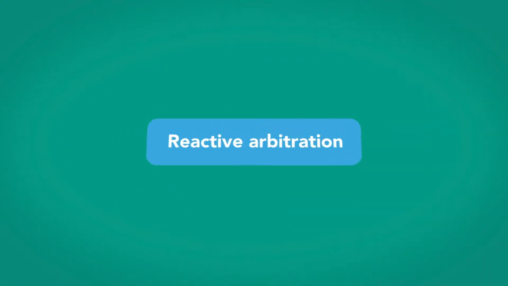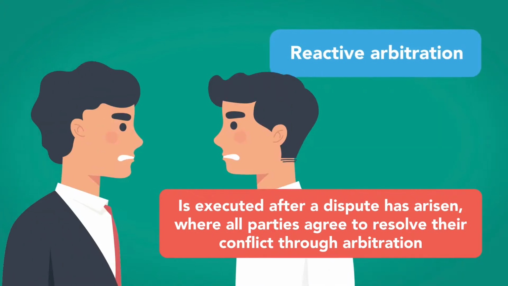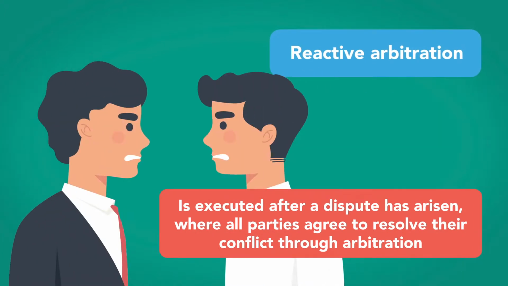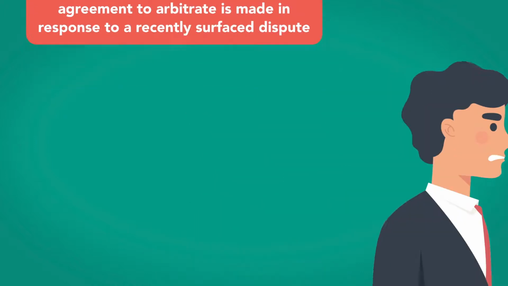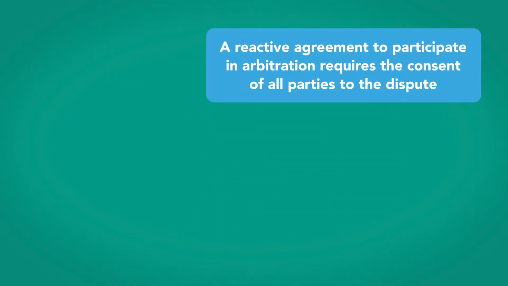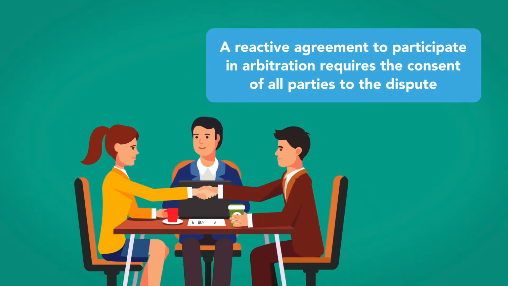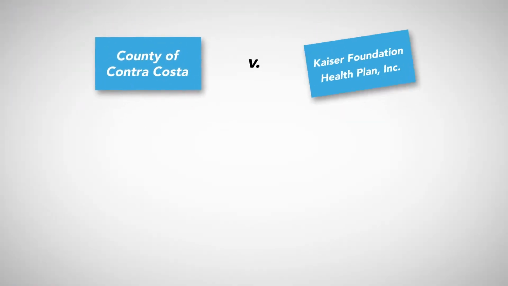The second type, called a reactive arbitration agreement, is executed after a dispute has arisen, where all parties agree to resolve their conflict through arbitration. Under this circumstance, no preemptive clause is in place, and the agreement to arbitrate is made in response to a recently surfaced dispute. To be binding, a reactive agreement to participate in arbitration requires the consent of all parties to the dispute. For example, in County of Contra Costa v.